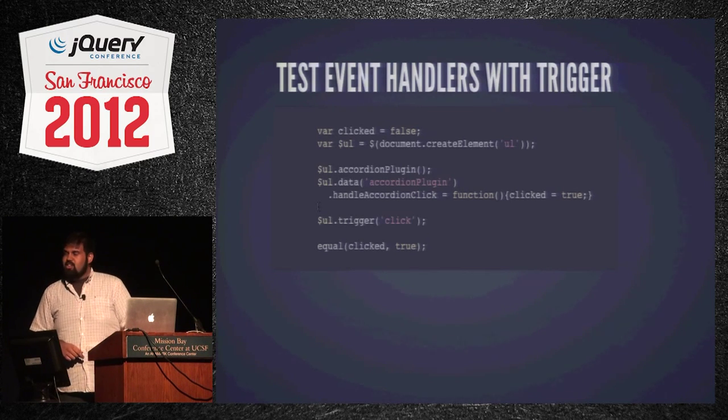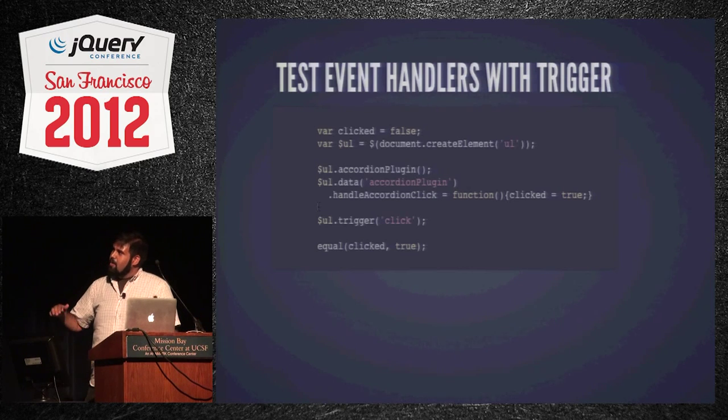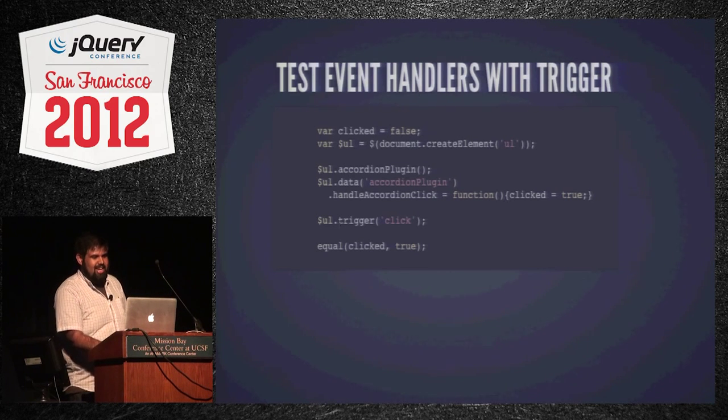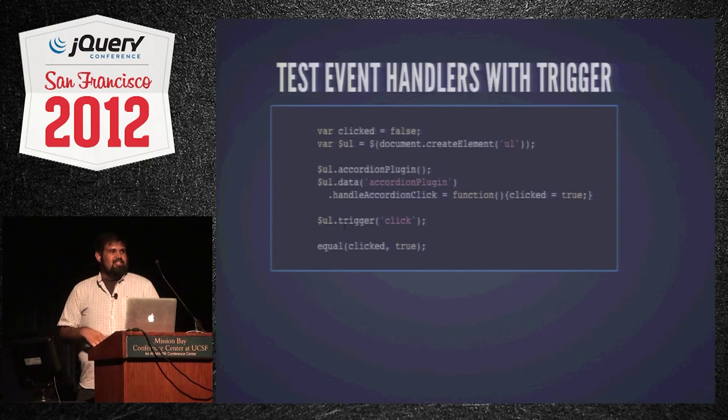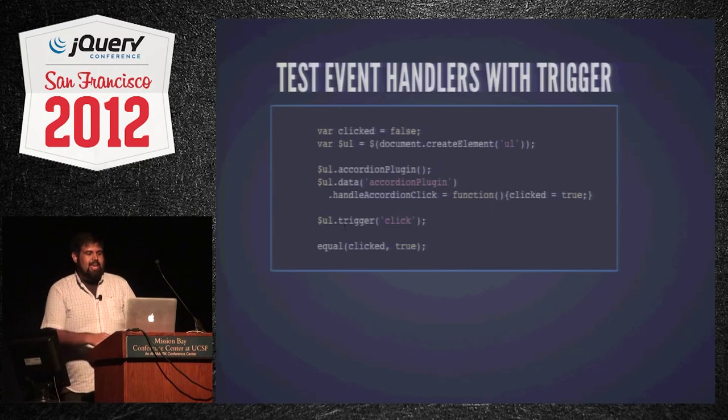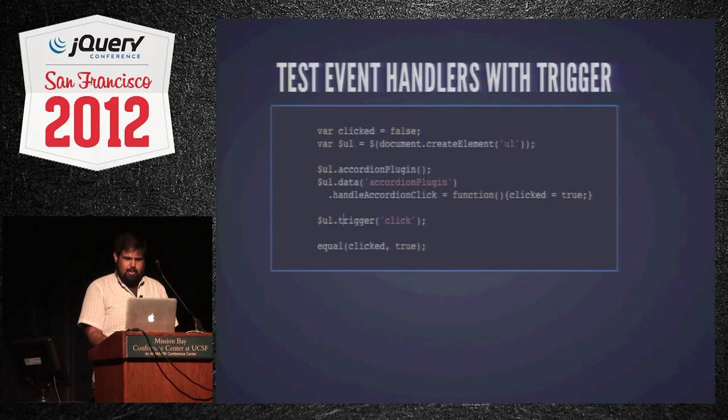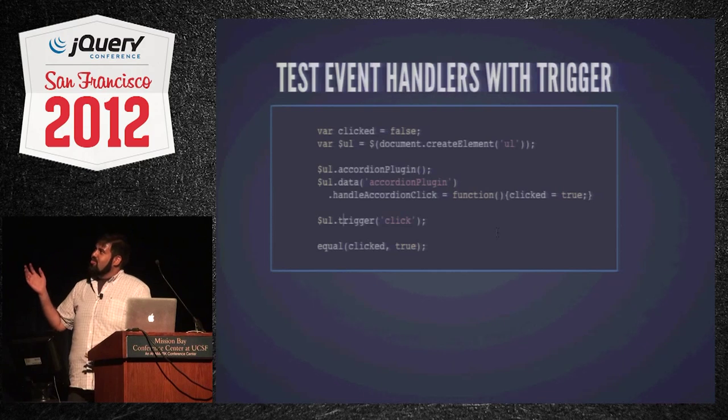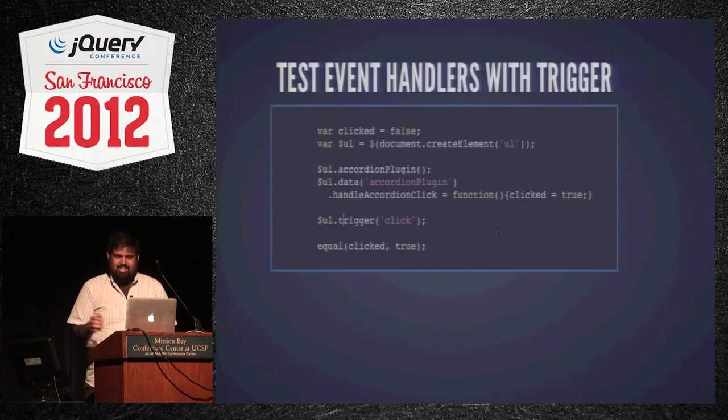So what I'm doing here is setting everything up, and then, on the second to last line, clicking it, letting the browser click it without actually having to fire the native browser event, and then making sure that this function was called. So this is fairly straightforward. I have to have this variable called clicked, global to that function.